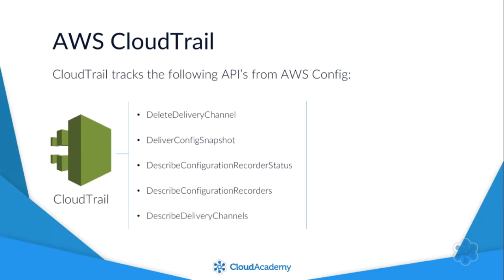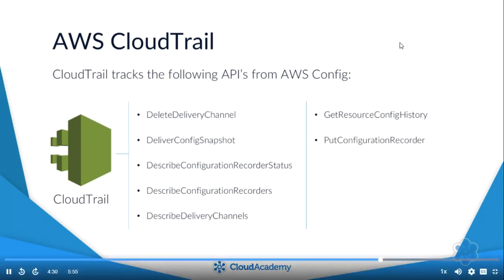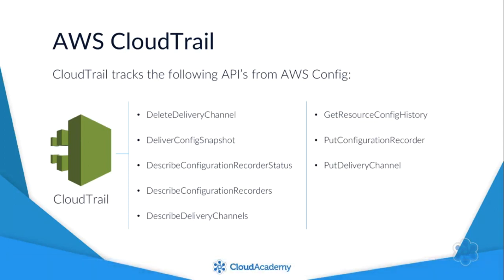Describe delivery channels. This returns information about a specific delivery channel. Get resource config history. This retrieves a list of configuration items for a specified resource. Put configuration recorder. This creates a new configuration record. Put delivery channel. This creates a new delivery channel for an S3 bucket and SNS topic.